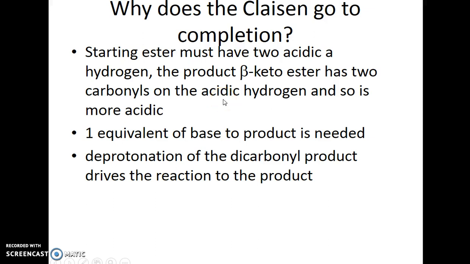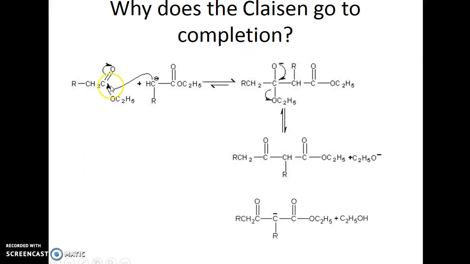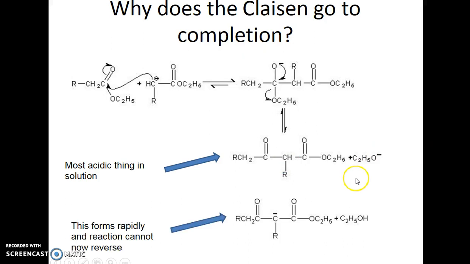So let's go ahead and look at some examples. Here is another. It doesn't have to be ethyl acetate. It can be any kind of ester. I'm going to do nucleophilic attack, and once I have nucleophilic attack, I can have the alcohol leave. Notice there is a proton here. The ethoxide deprotonates this and drives it to this enolate. Without that proton here, we wouldn't have it being driven to this enolate, and so the reaction would not be complete. You would have just equilibrium formation of everything. That's the most acidic thing in solution, so the ethoxide forms this rapidly, and the reaction cannot now reverse.